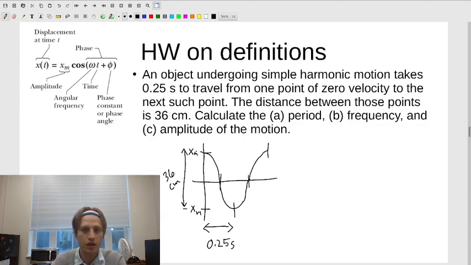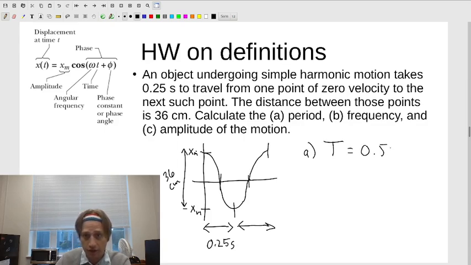Now, the reason I'm bringing this up is that I really want to drive home that there's a distinction between these numbers and the period and the frequency and amplitude. The period is the time it takes to go from plus x max to minus x max and back to plus x max. So the period would be double that. The period would be 0.5 seconds.